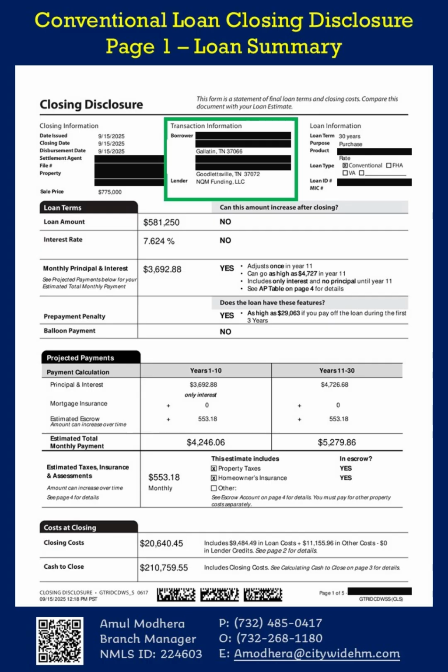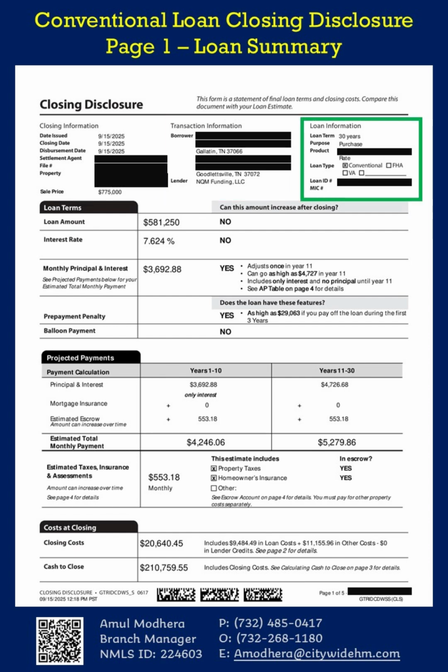Transaction information includes the borrower name and home address, the seller name and home address, and lender name with optional address. Loan information includes the term length of the loan listed in years. The purpose or use of funds can be to purchase or refinance a property. The loan product, such as fixed rate, adjustable rate, interest only, or balloon loan, for example. The type of loan, such as conventional, FHA, VA, or various other loan types.